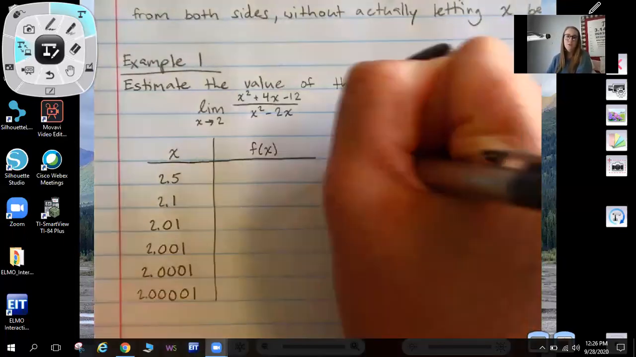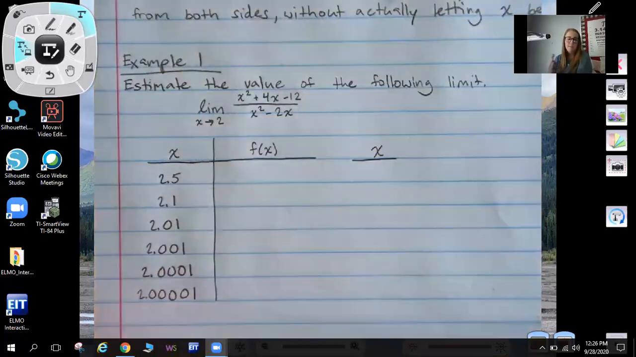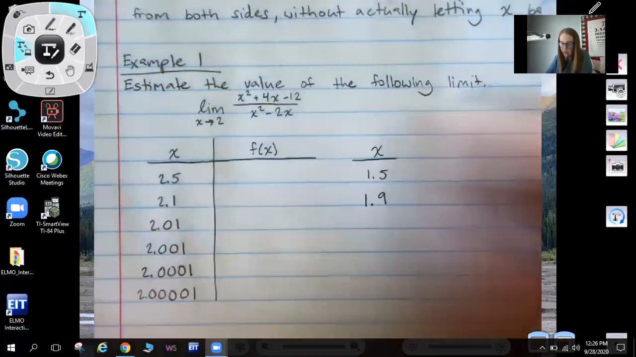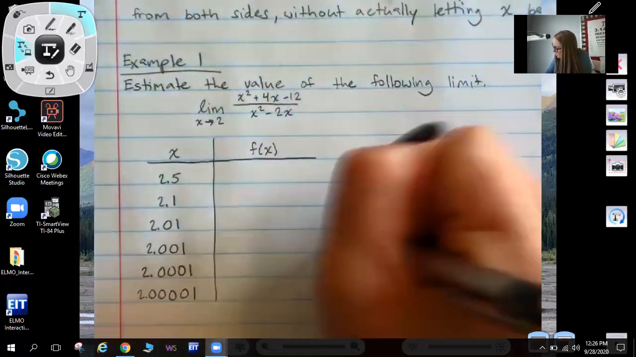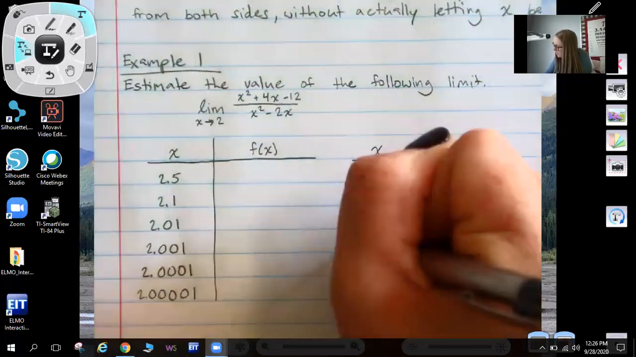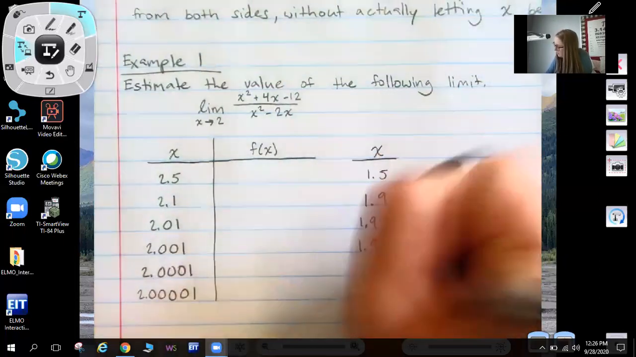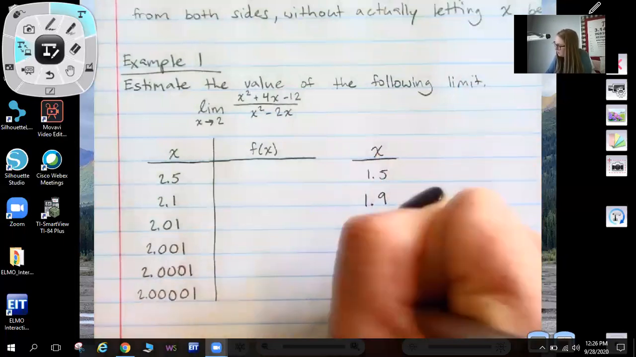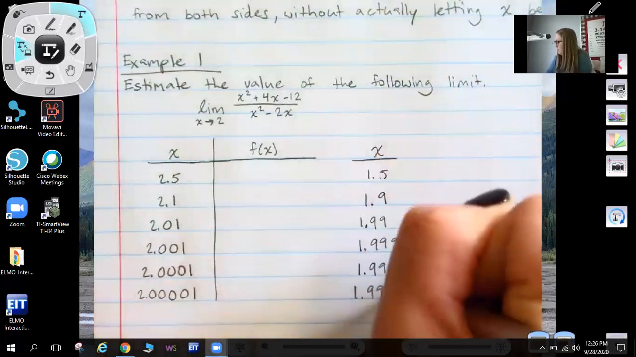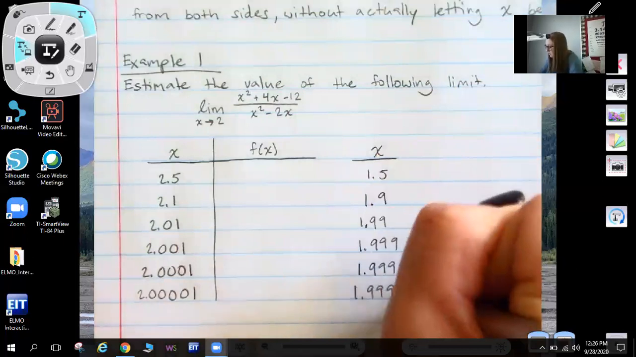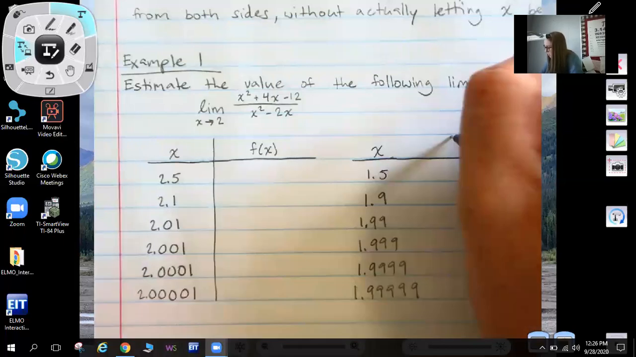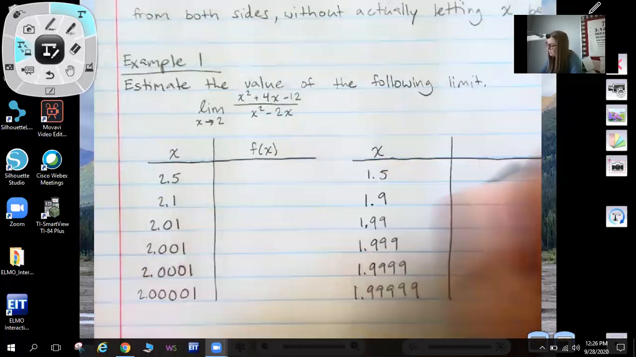Then we need to also look at x values on the left side of 2 getting closer and closer. So let's start at 1.5 and go to 1.9, 1.99, all the way down to there. We're going to plug those in and get values of f of x.